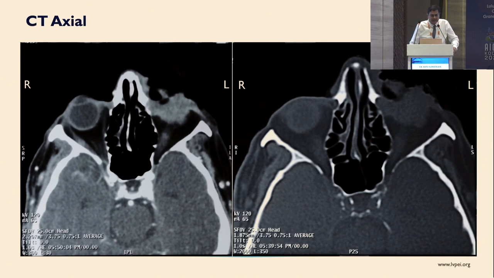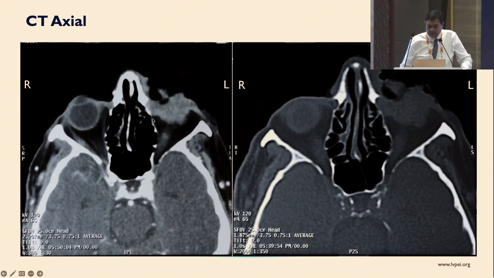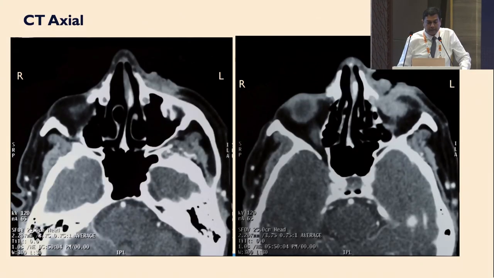These axial cuts lower down tend to show the lesion, and you see it looks like the lacrimal sac area is also involved. Another cut shows that there seems to be not only the lacrimal sac, but even the NLD seems to be dilated compared to the other side. So we've got an involvement which is extending right up to the NLD.